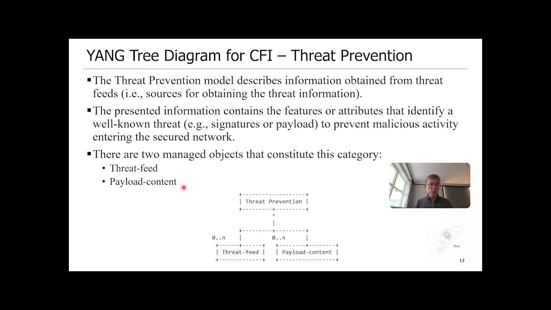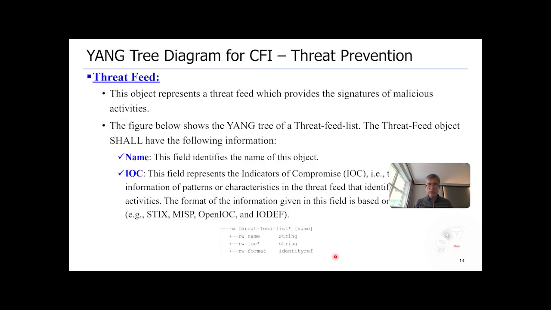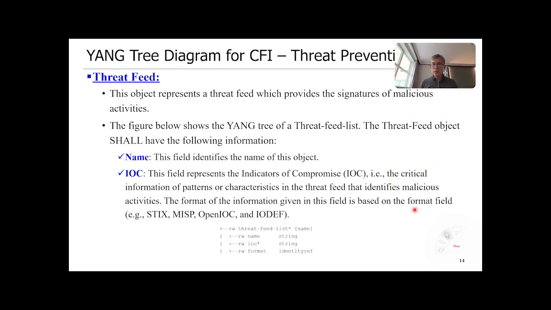We have two kinds of object, threat feed and payload content. So the threat prevention information model consists of threat feed and payload content. We'll see one step at a time. Threat feed represents the threat feed which provides the signatures of malicious activity. This figure shows the threat feed list, with name, for example ISC permit. The name is the name of this object.